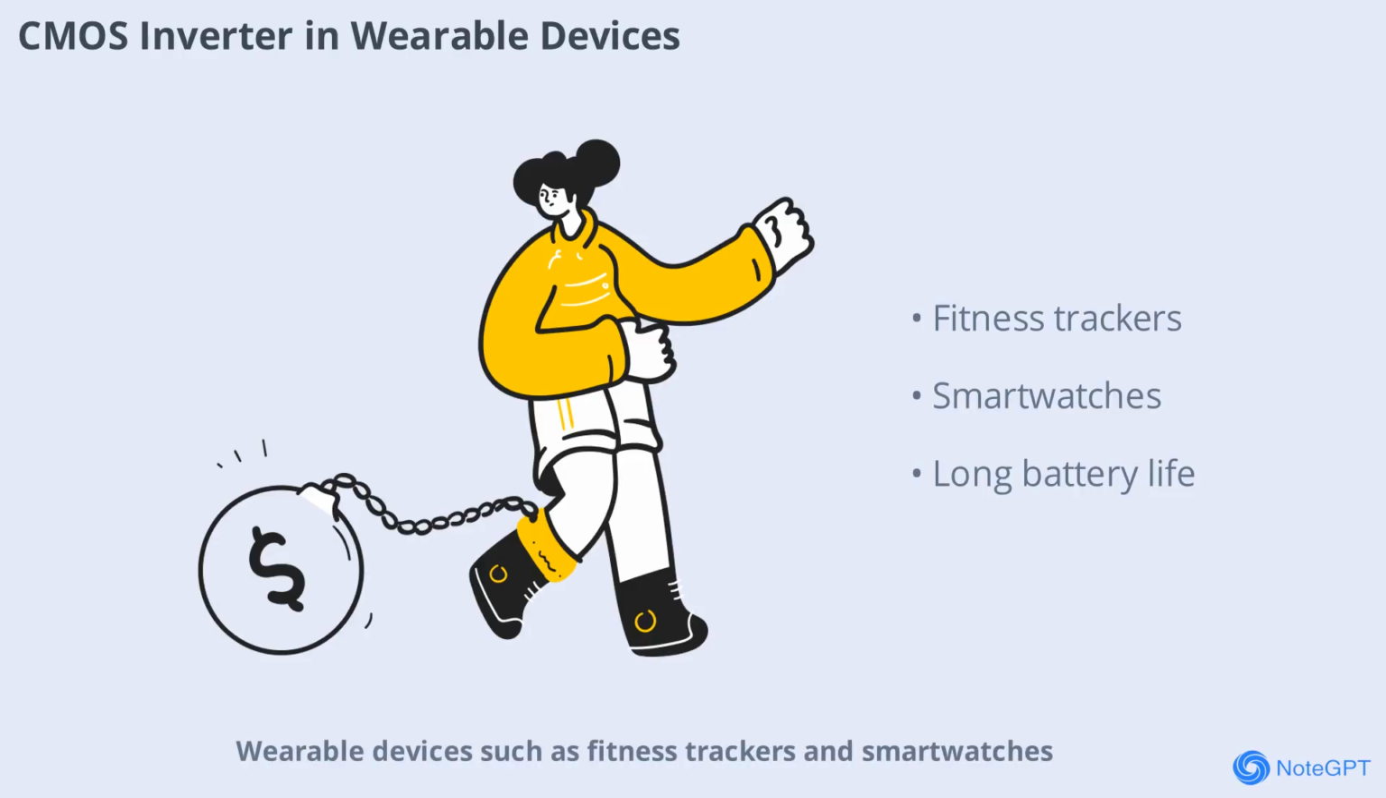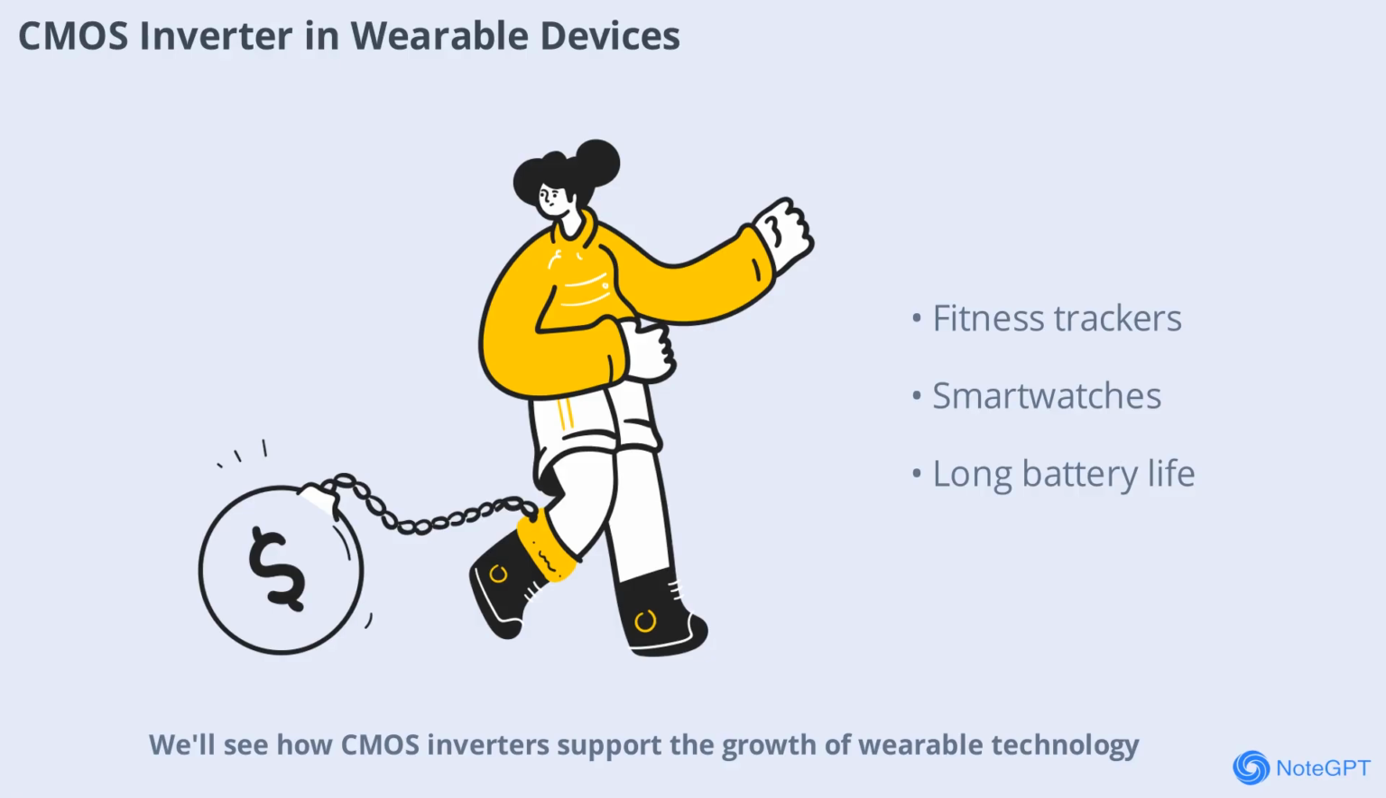Wearable devices, such as fitness trackers and smartwatches, use CMOS inverters for logic and signal processing. Their low power consumption is essential for long battery life and compact design. We'll see how CMOS inverters support the growth of wearable technology.